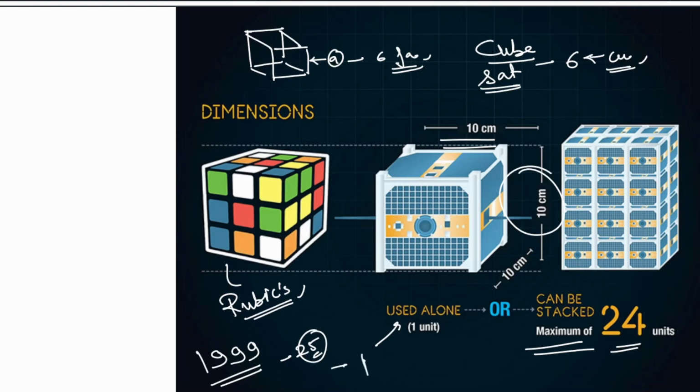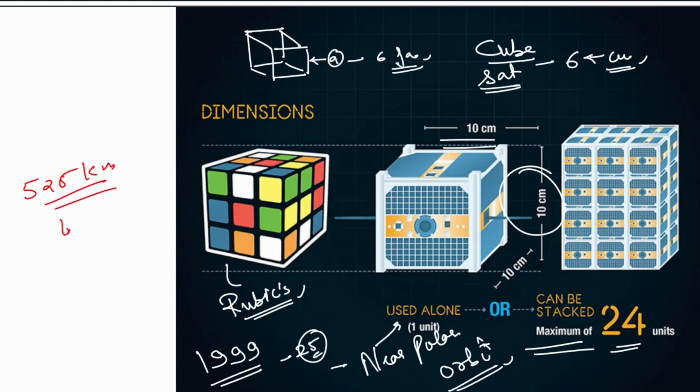Near polar orbit. This is very important. Okay, it is a type of low Earth orbit, and the altitude will be, I'll write it separately, 525 kilometers. So can you compare it to the recent space tourism lecture we saw, and also to the Gaganyaan? Okay, so what is the difference between the altitude of these satellites and these two missions? Okay, so this much we have already learned.